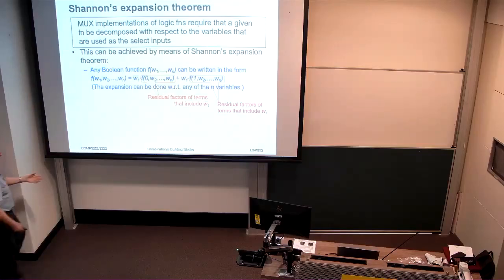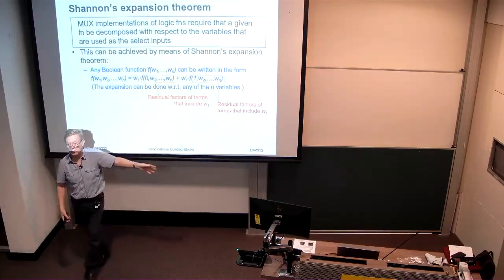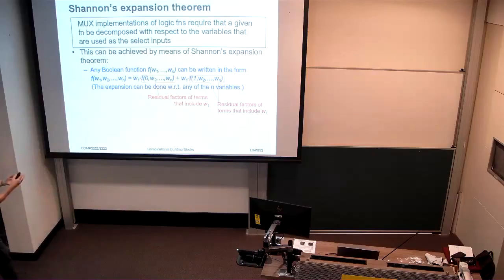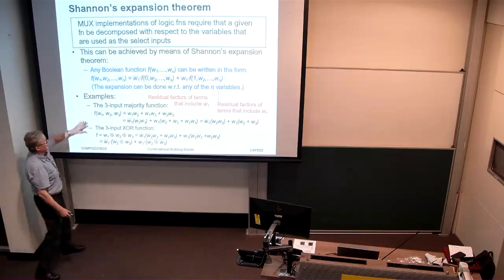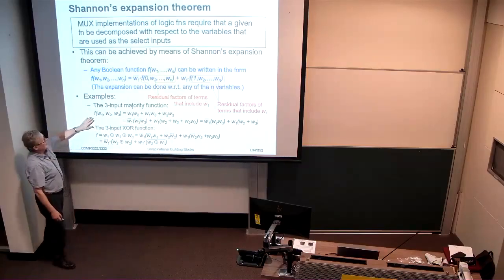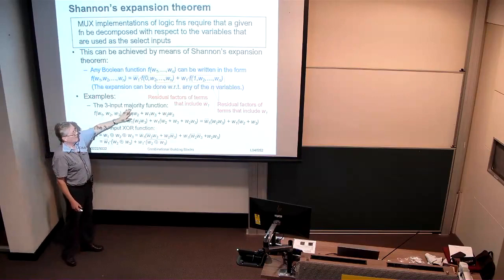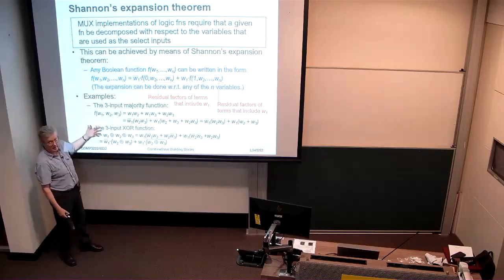We don't have to expand around W1. We could choose any one of the n variables to expand around, and effectively we're just replacing then that variable within all of the terms in order to determine what the residuals are. So here's a couple of examples. Let's have a look at this one first. So this one describes the 3-input majority function, right? This tells us when 2 or more bits in the input are asserted.